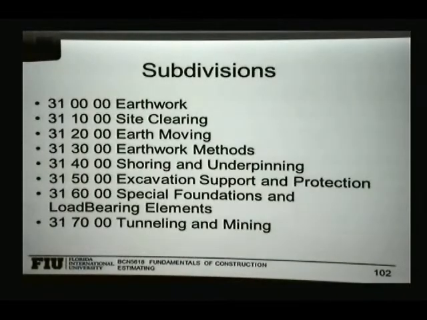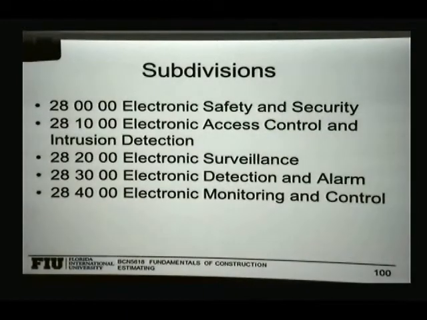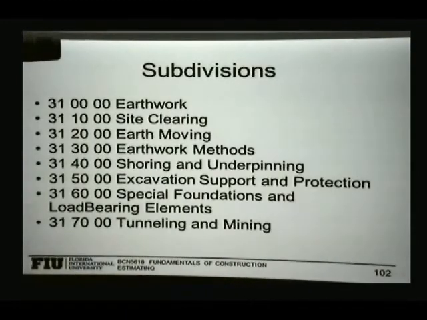Then we have Division 31, Earthwork. This should be estimated earlier on because you normally do the excavation before you do the building. But following the number system, this now goes into Division 31. Before it used to be in an early division.